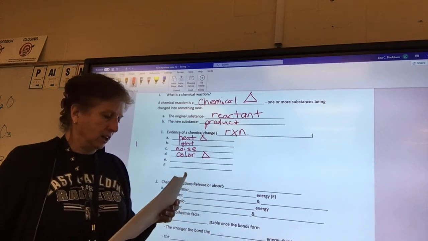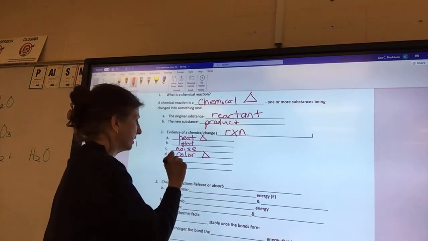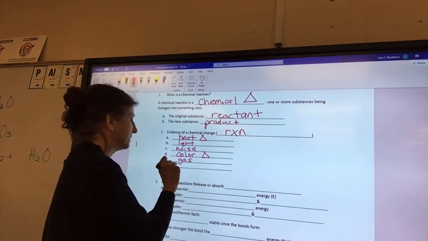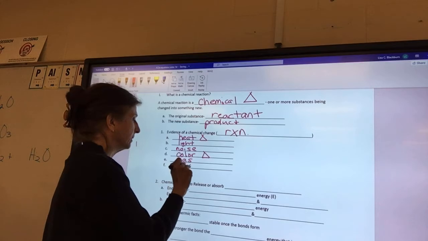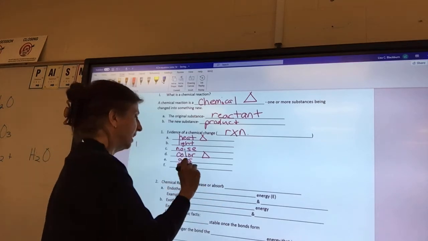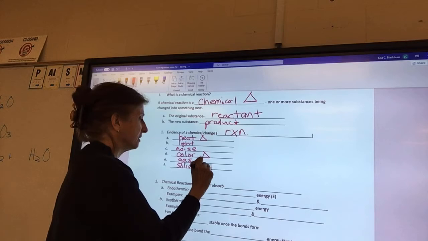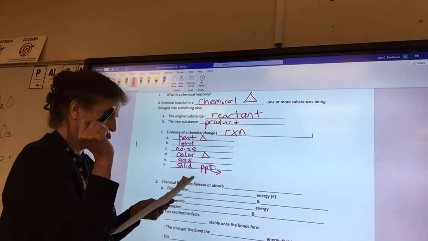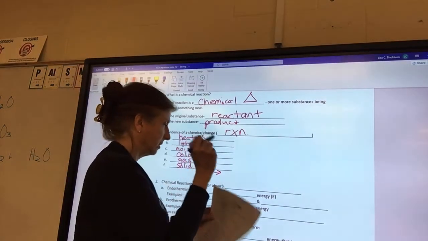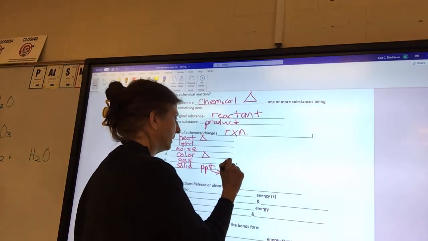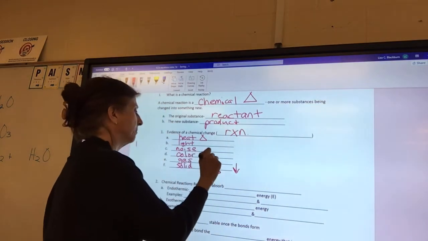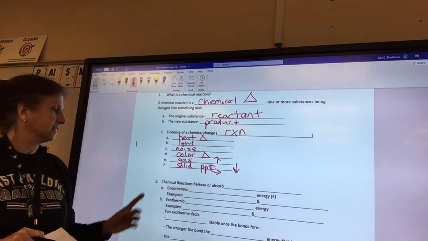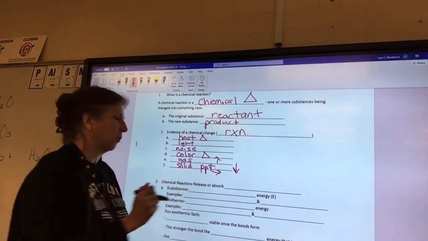Color change. It made a gas, production of a gas. And it could form a solid if you mix two liquids together. That's called a solid precipitate, which just means that it makes some powder, and that's the abbreviation for precipitate. Also the symbol for a precipitate is an arrow down, and the symbol for forming a gas is an arrow up. Now, reactions can either release or absorb energy.